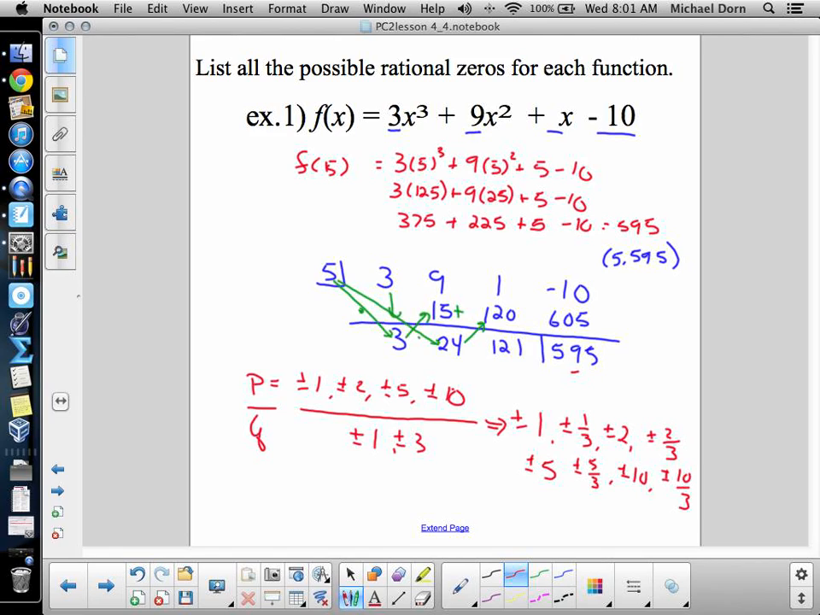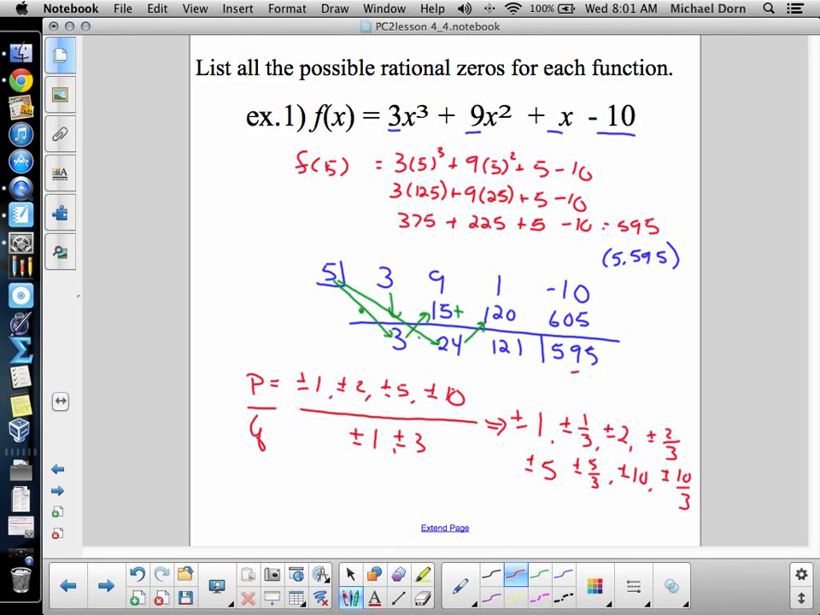Another trick. If I look at these digits, and I add these digits up, and the sum of the coefficients is 0, then 1 is going to be a root. 1 is going to work. So there are all sorts of little tricks we can get from this synthetic process. Now here, 9 plus 1 plus negative 10 gave me 0, but I got that 3 up front, so no. 1 isn't going to work there either.